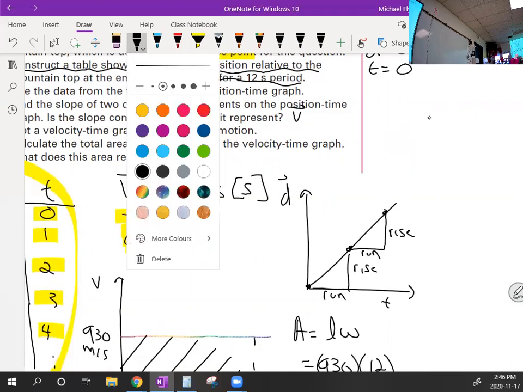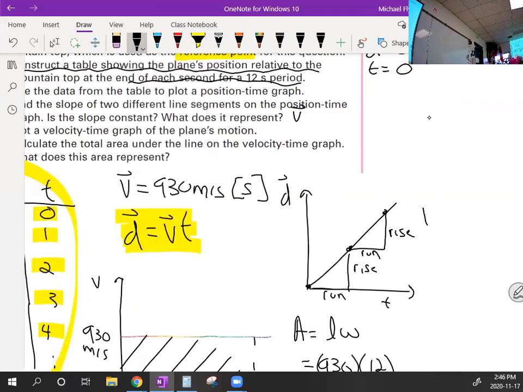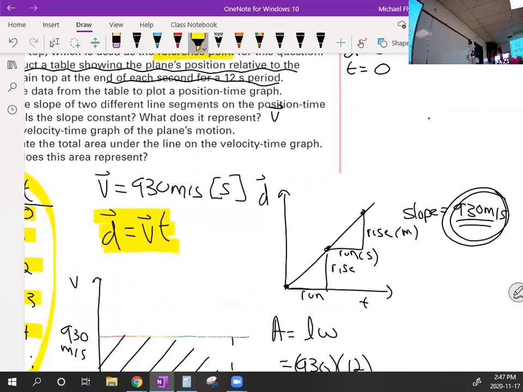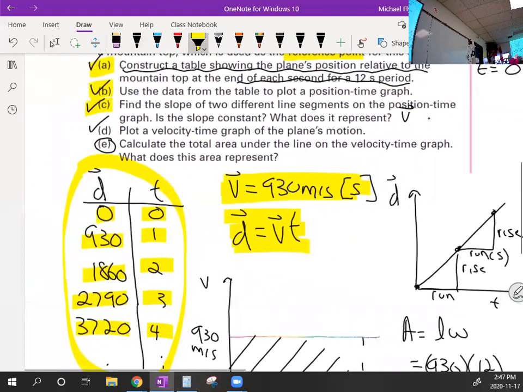And by the way, you'll find that the slope, no matter what you do, equals 930. And it has units in meters per second, because the rise is in meters, the run is in seconds because it's time. When you divide them, you get meters per second. That's not a coincidence. And we recognize that number. That number is the velocity that was given in the question. So what did we just prove here? We just proved that the slope on a position time graph is equal to the velocity, right? Which you know already, okay?